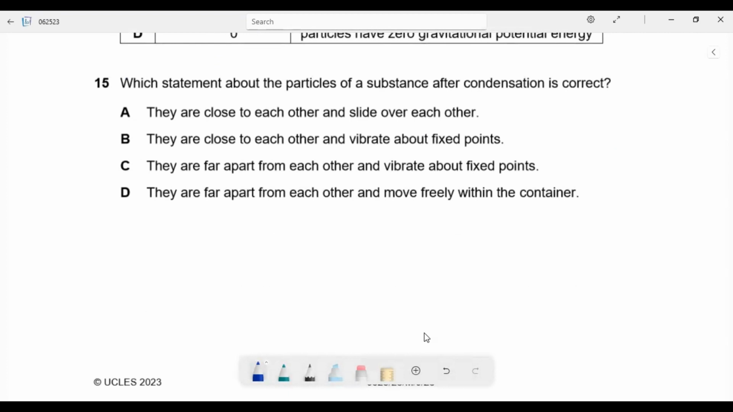Which statement about the particles of a substance after condensation is correct? What is condensation? It is the process by which a substance changes its physical state from gas to liquid. In a liquid, the particles are packed closely together but still have the freedom to move. They can slide one over the other. So the right choice is that they are close to each other, but still can slide over each other. That is the property of a liquid. So A is the right answer.